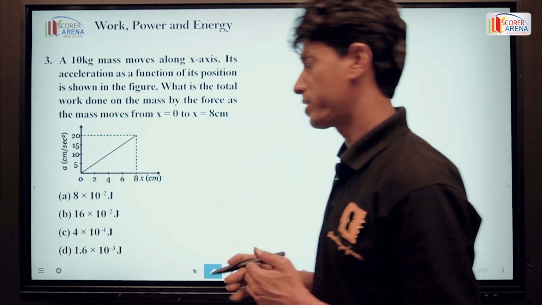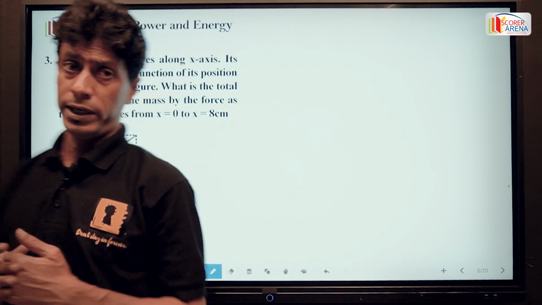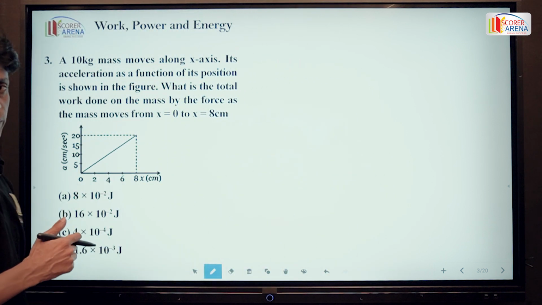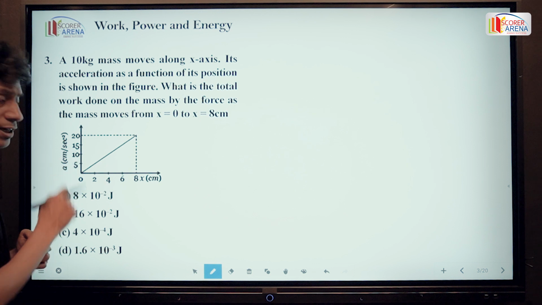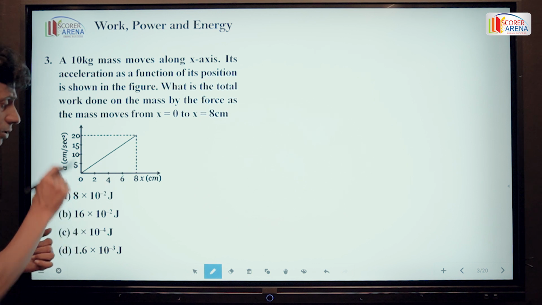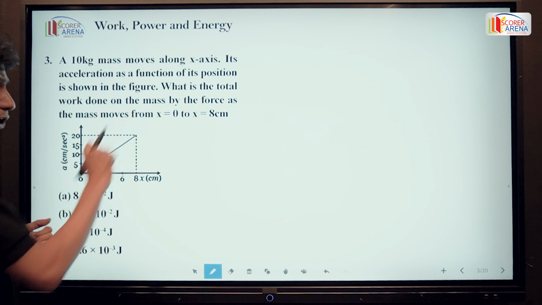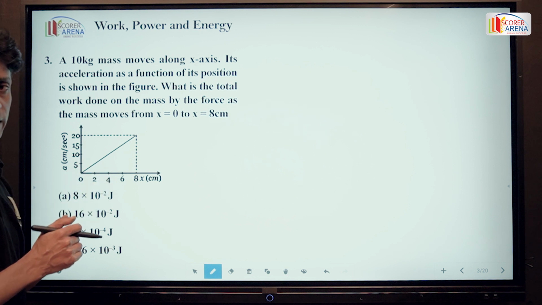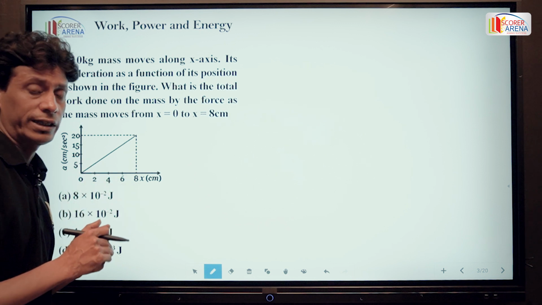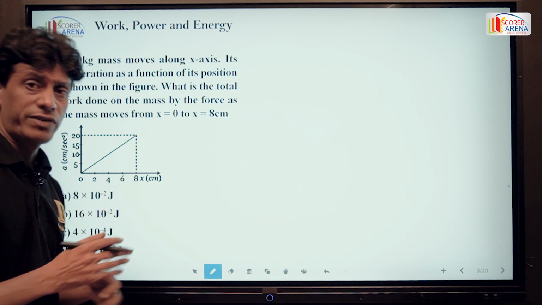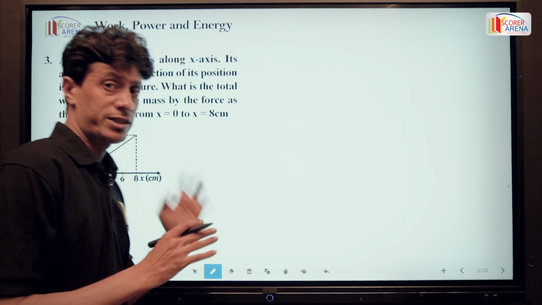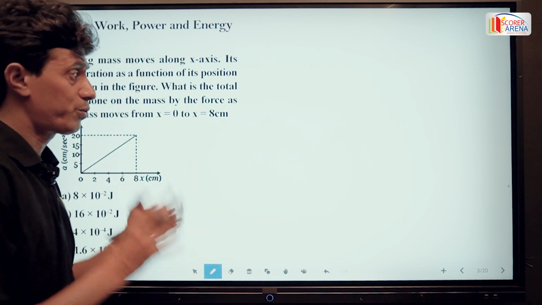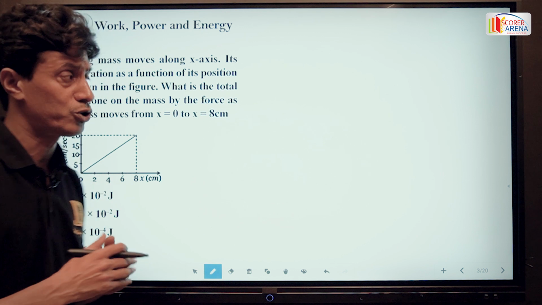So here the acceleration versus displacement graph is a linear graph. So therefore we can say acceleration is not constant. Acceleration here is a variable quantity, depending upon x, that is the displacement of the particle. So here acceleration is a function of displacement. So acceleration is not fixed here, and therefore the force acting on the body is also not fixed.